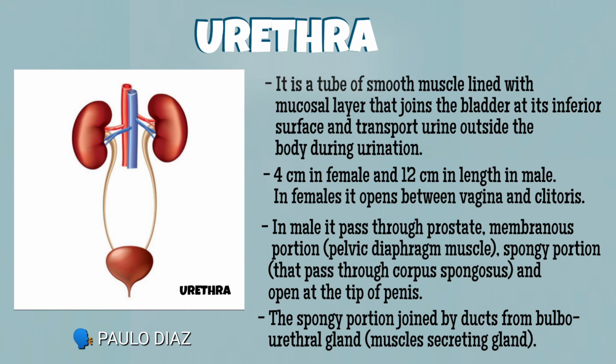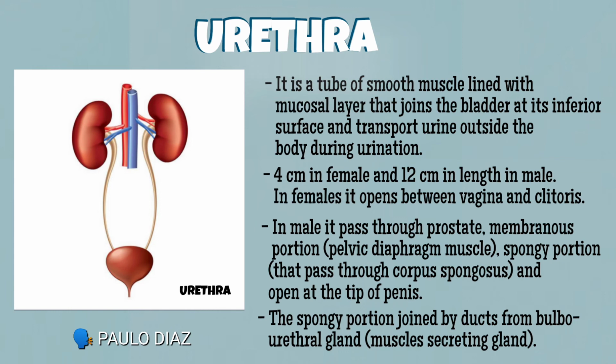Urethra. So as we can see here, the urinary system ends with the urethra, which is part ito ng male and female genitalia. So ano nga ba ang urethra? It is a tube of smooth muscle lined with mucosal layer that joins the bladder at its inferior surface and transports urine outside the body during urination. It is 4 cm in length in female and 12 cm in male.